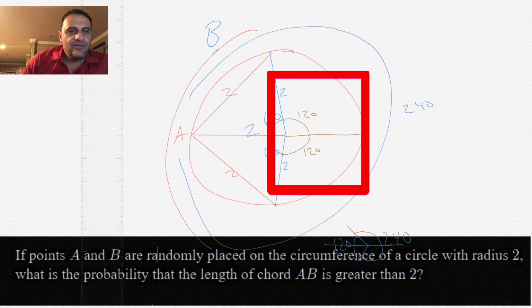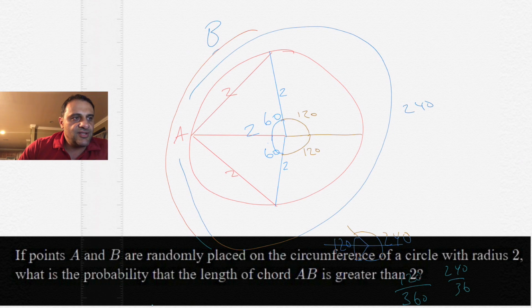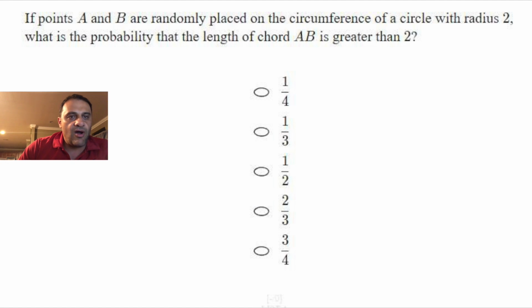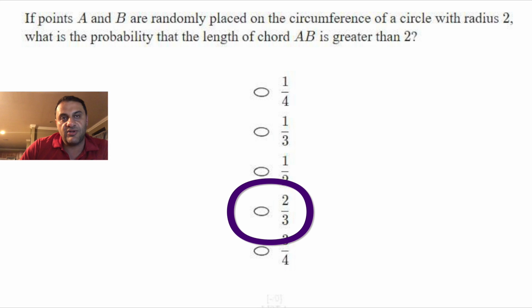The 240 degrees will open up to a point on the circumference that will produce a chord that's longer than 2. So the call of the question says, what are the odds, if everything is placed randomly, that the chord will be greater than 2? Well, we have 240 degrees out of 360 degrees that will produce chords longer than 2. If we simplify that, 240 divided by 360 is 2/3.